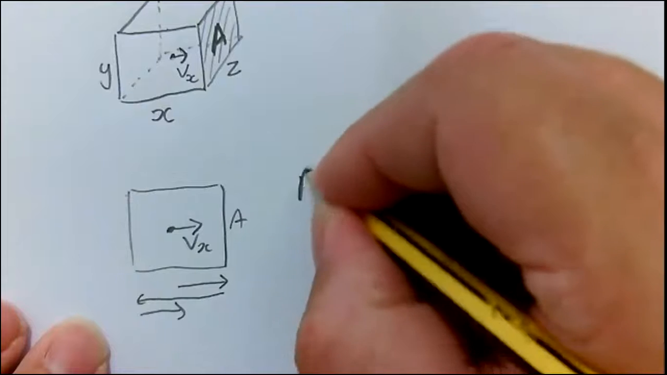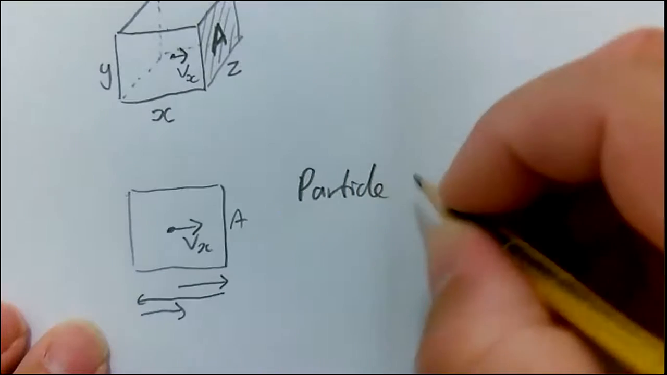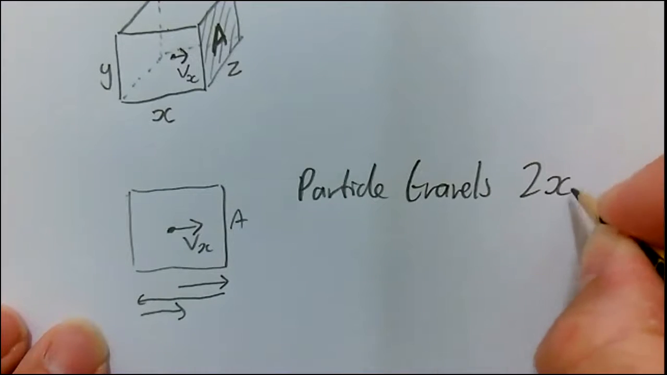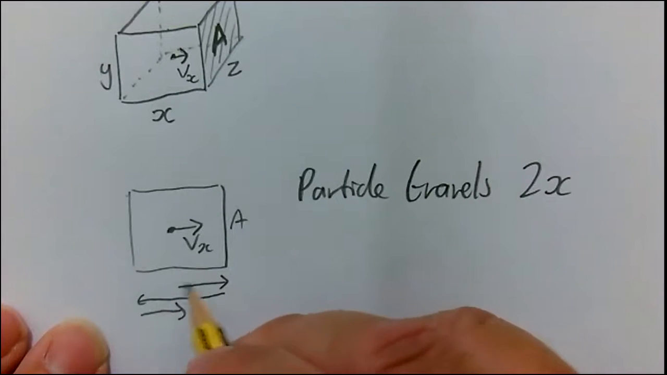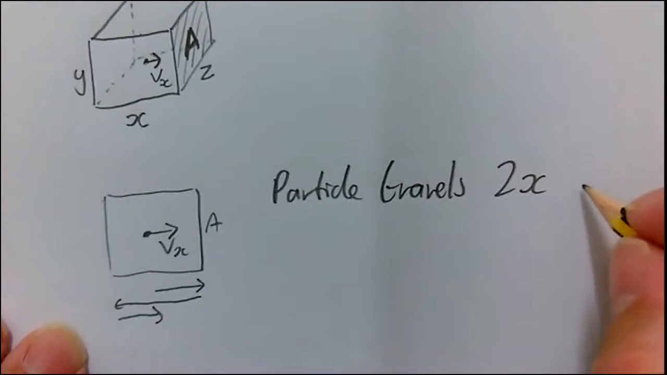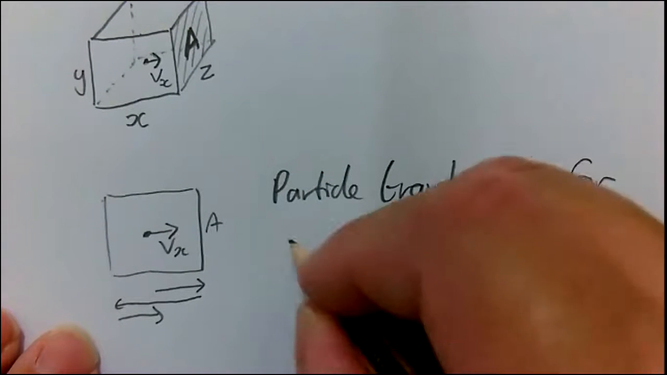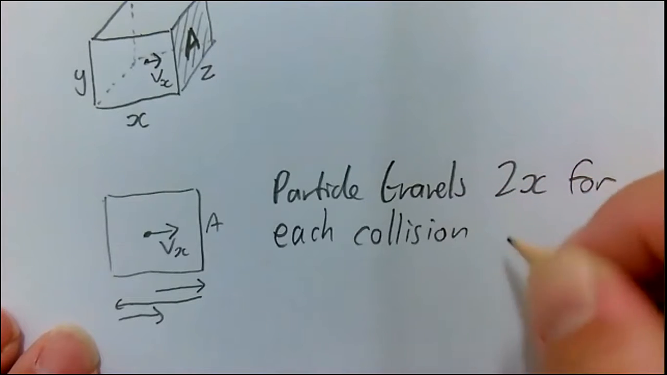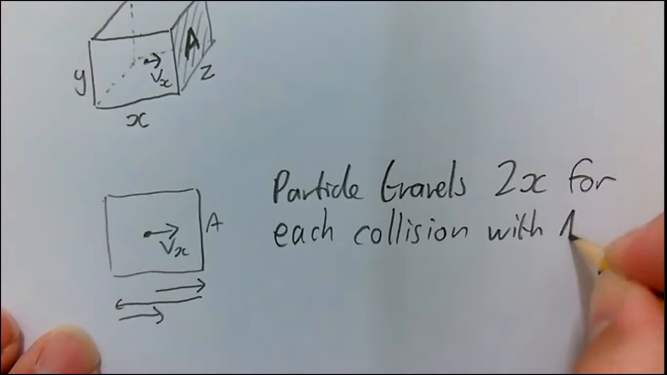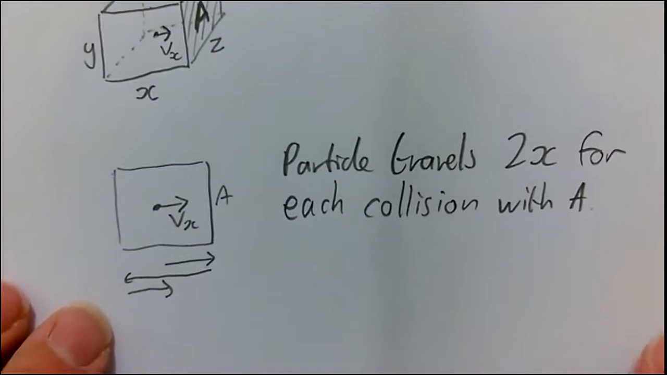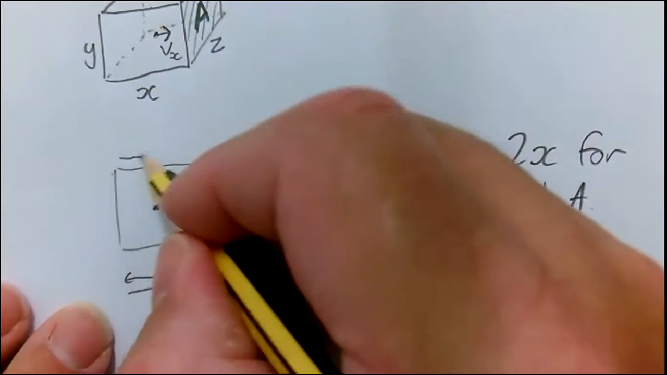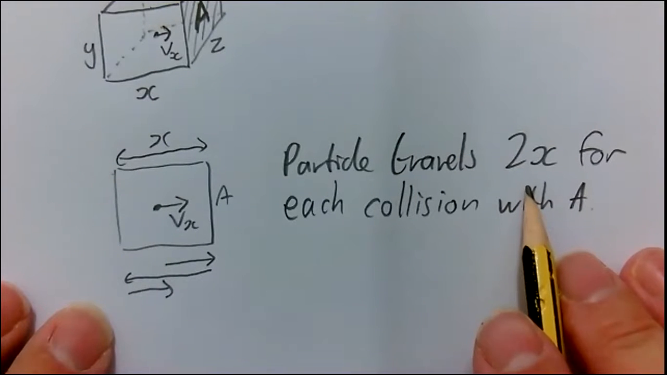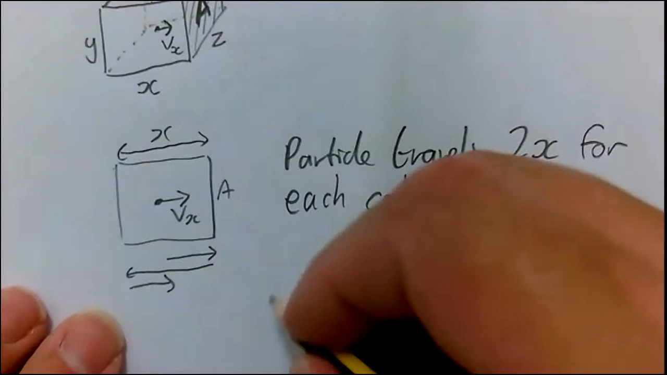So the particle travels a distance of twice the width of this box. It travels 2x for each collision with A. So if we know this distance x, it travels 2x, that's the distance it travels. We know the speed. We can actually work out the time between collisions.